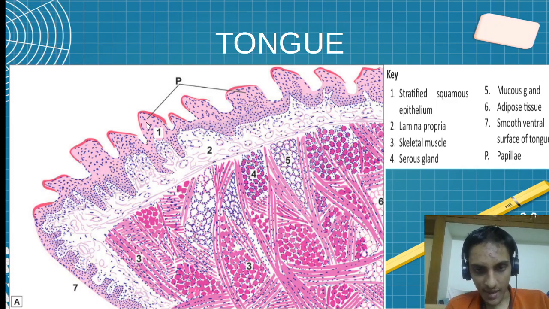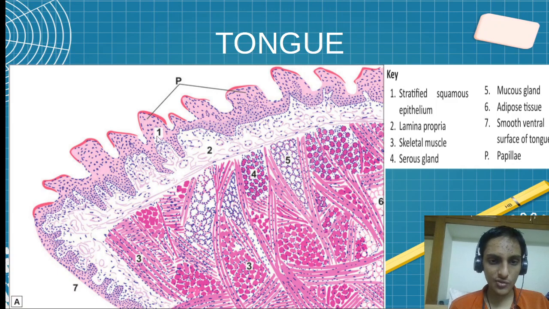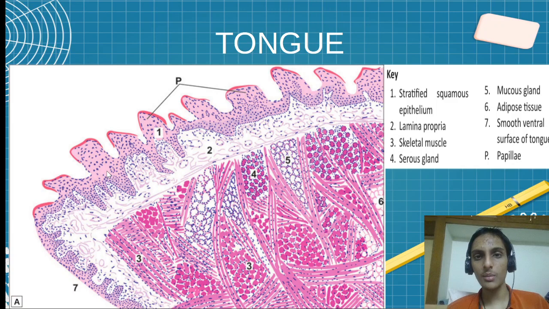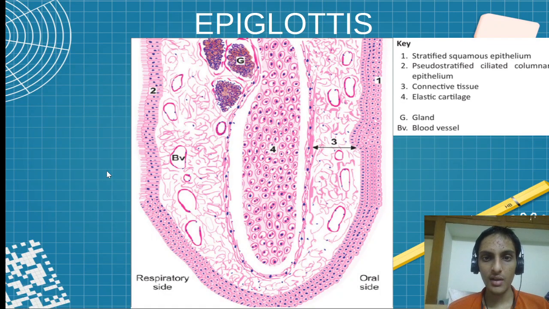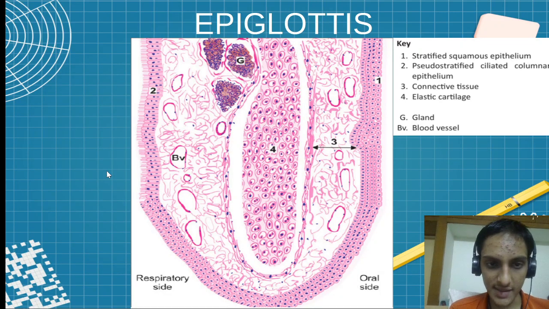Okay. So to sum up once again, all the layers: stratified squamous epithelium, the papillae, lamina propria, the most critical layer, most important layer, then the skeletal muscle, then serous acini, the mucous acini or the mucous gland, the adipocytes, ventral side of the tongue. Okay, so these are the features. Now last slide will be the epiglottis.